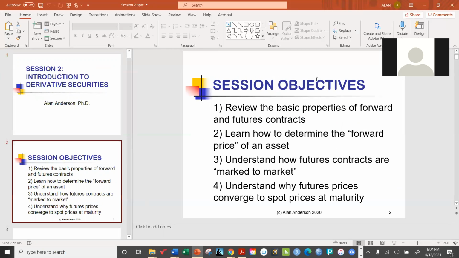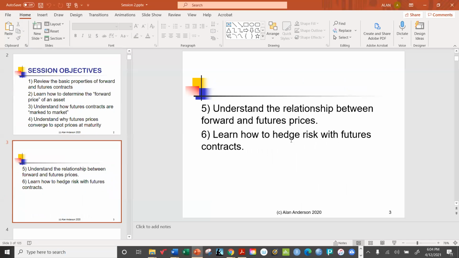In this session, we're going to review the basic properties of forwards and futures contracts, see how to calculate the forward price of an asset, understand how and why futures contracts are marked to market, and understand why futures prices converge to spot prices at maturity. Also, understand the relationship between forward and futures prices, and then finally learn how to hedge risk with futures contracts. It's a very ambitious agenda here.